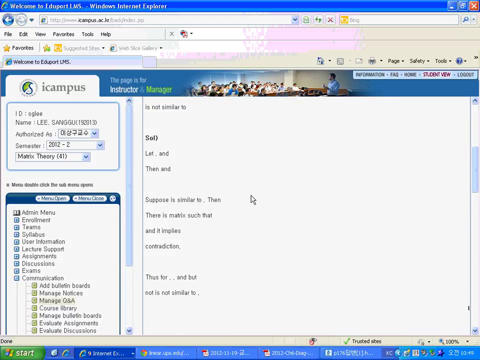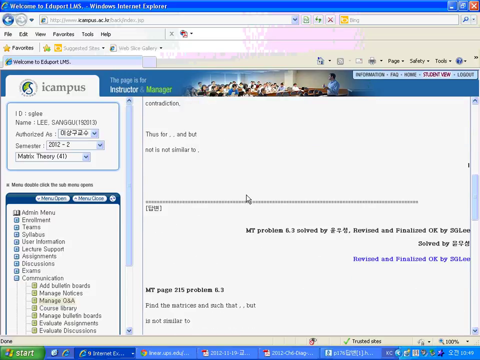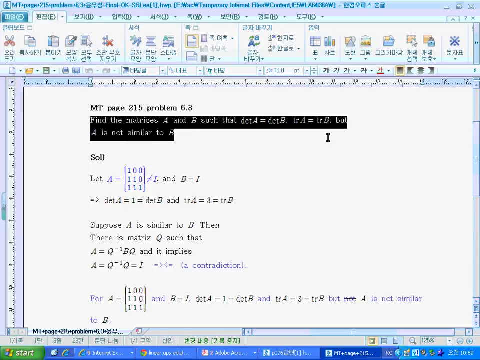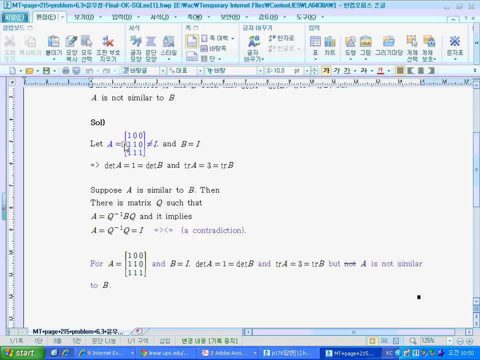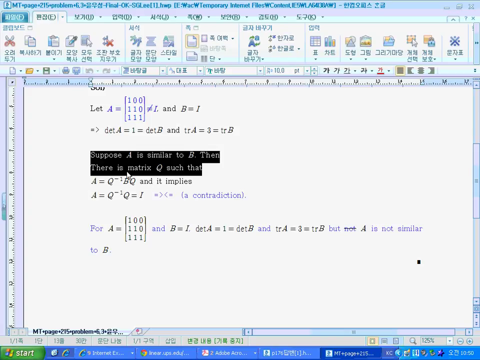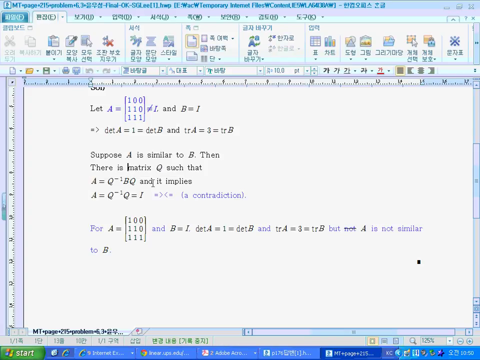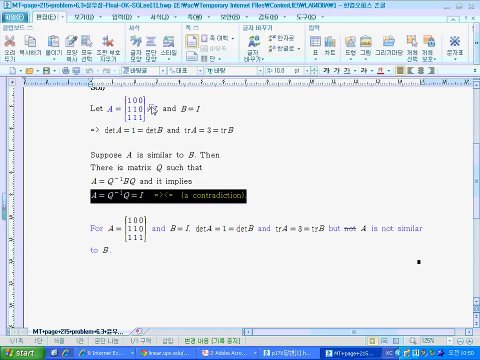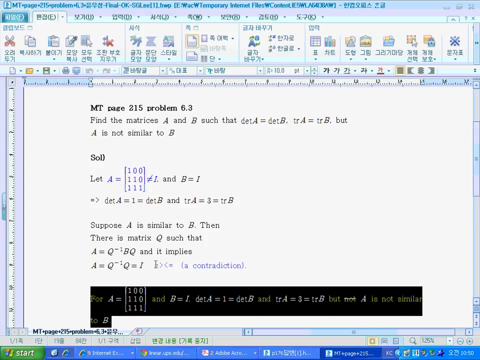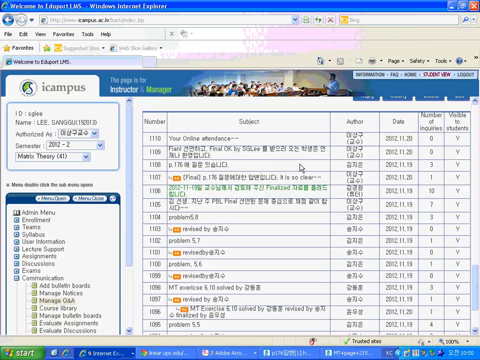Mr. Yoon Woo-sung solved problem 6.3 on page 215, and I made the correction. You just find matrices A and B such that the determinants are the same and the traces are the same, but they are not similar. If you choose A like this and B as the identity, then A and I are not the same matrix, but their determinants and traces are the same. But definitely, they are not similar. If you assume they are similar, then there exists a non-singular matrix Q such that this means A should be an identity matrix, but you know A is not an identity matrix, so it is a contradiction. So if you choose matrices A and B like this, then it satisfies the condition which was asked. So you can finalize it like that.